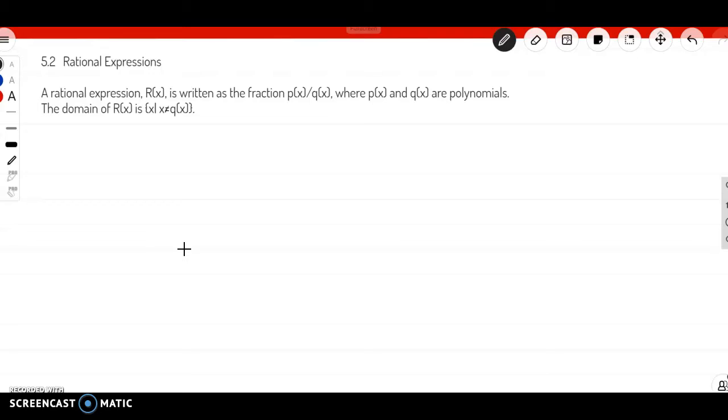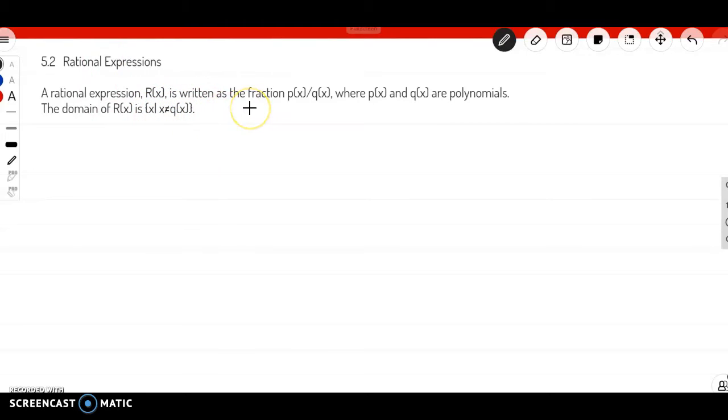As before, anytime we have a fraction, the domain is found by setting the denominator not equal to 0. Since in this case we have q in the denominator, wherever q of x is equal to 0, that is what the domain is not allowed to equal. And that is how we write it out here in our set notation.